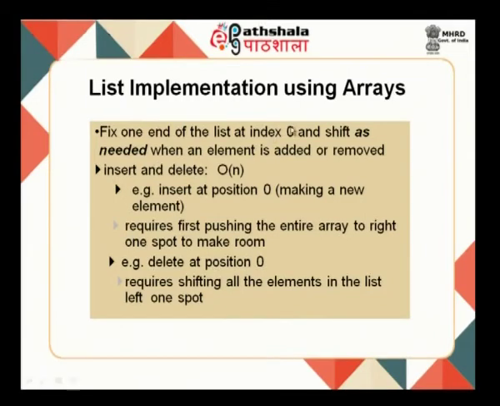So, what do we do? We fix one end of the list at index 0 and shift as needed when an element is added or removed. Insert and delete will take O(n) time. Now, here is the crux. If you insert at position 0, making a new element requires first pushing the entire array to the right by one spot to make room. If you want to delete at position 0, you have to shift all elements in the list left by one spot. This is the most time consuming aspect of the implementation. This is the price you pay.